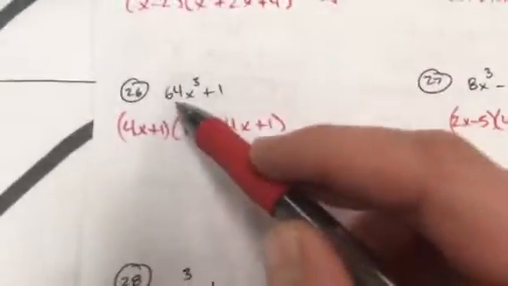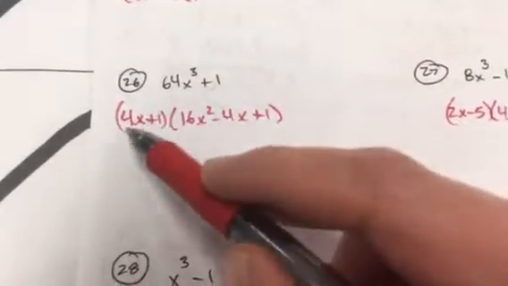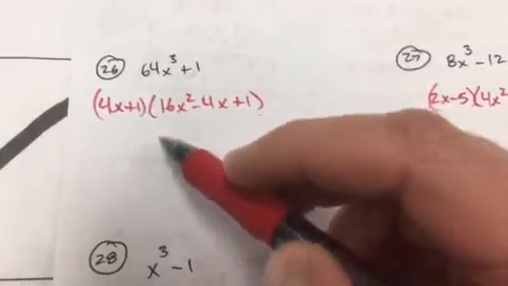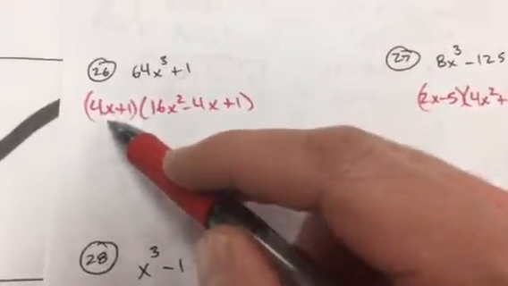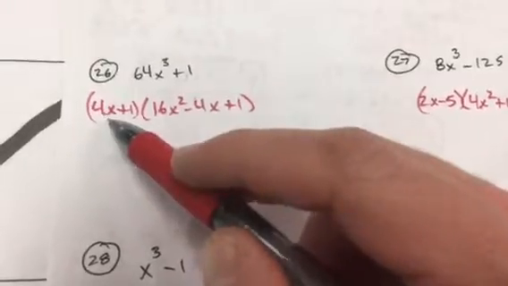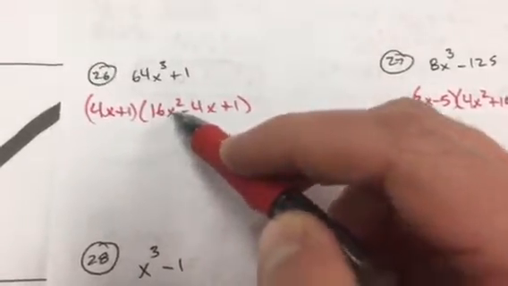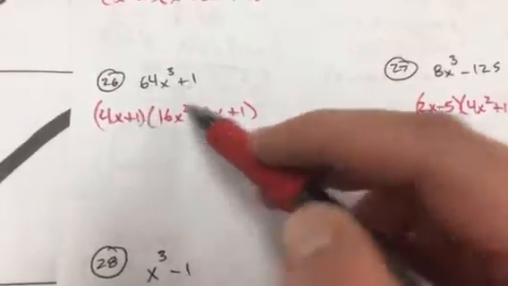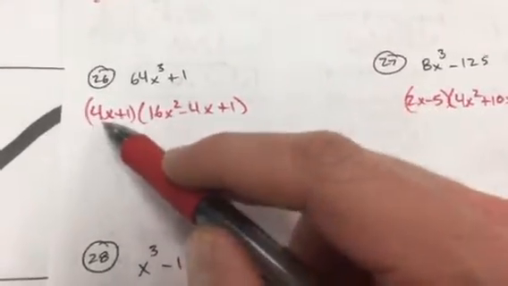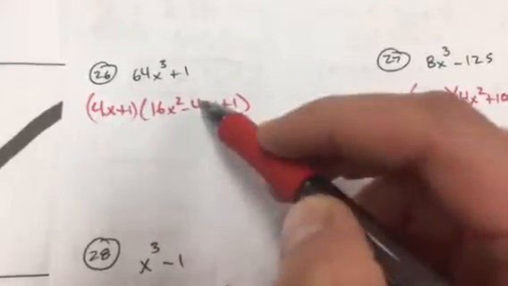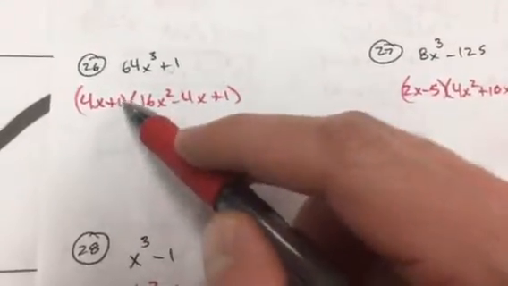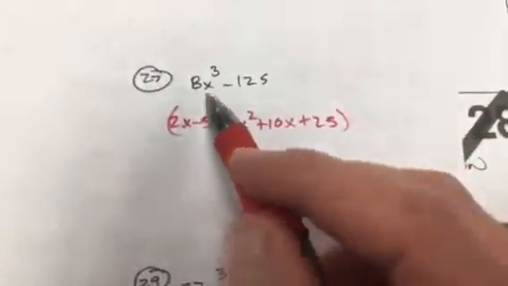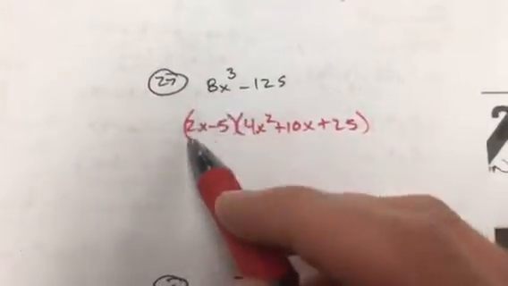Okay, the only difference here is when you take the cube root of 64, it's 4 with the x. Plus, take the cube root of 1, you get 1. You're going to take this first term and square it. When you square 4, you get 16, and then x squared, minus. Because this is a plus, this is a minus, opposite sign. Take the inner product of 4x and 1, 4x. Then take 1 and square it. That's your answer.